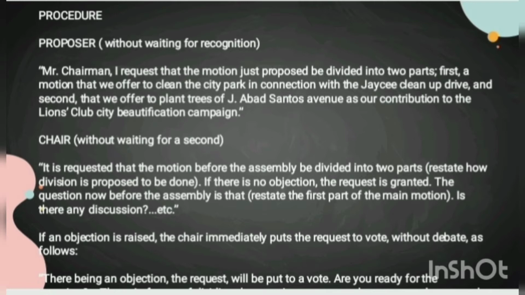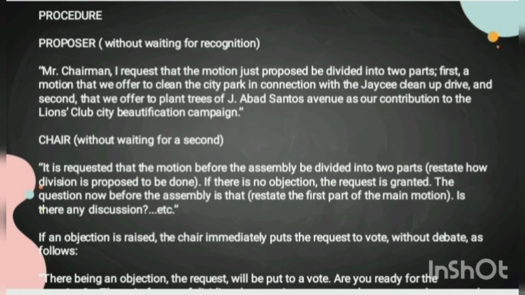After the proposer says those phrases, without waiting for a second, the chair will say, "It is requested that the motion before the assembly be divided into two parts." Then he restates how the division is proposed to be done.